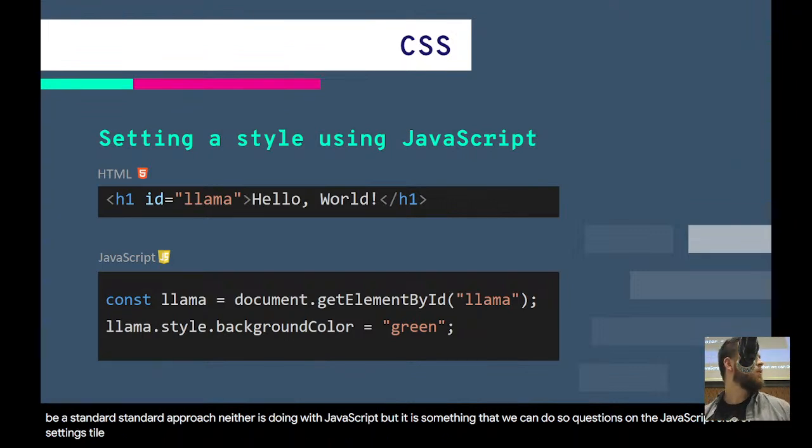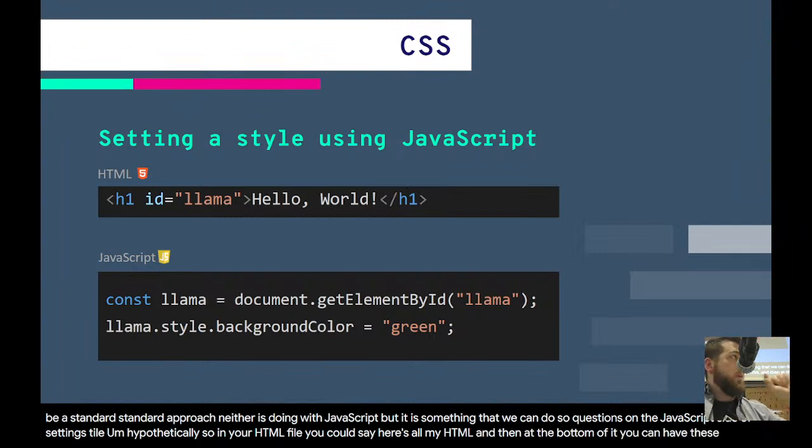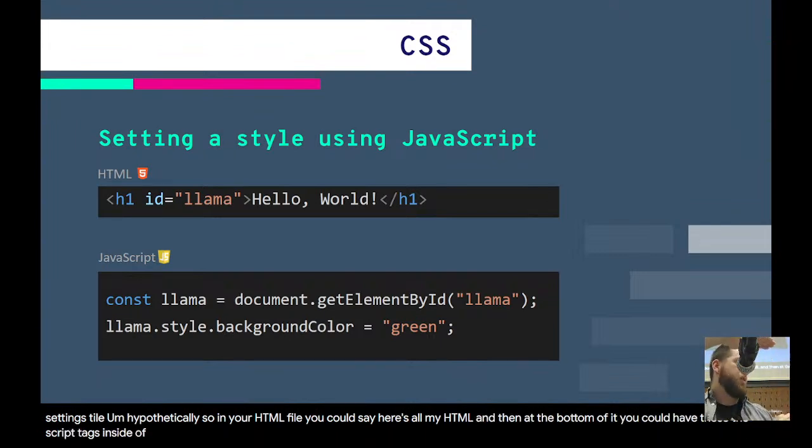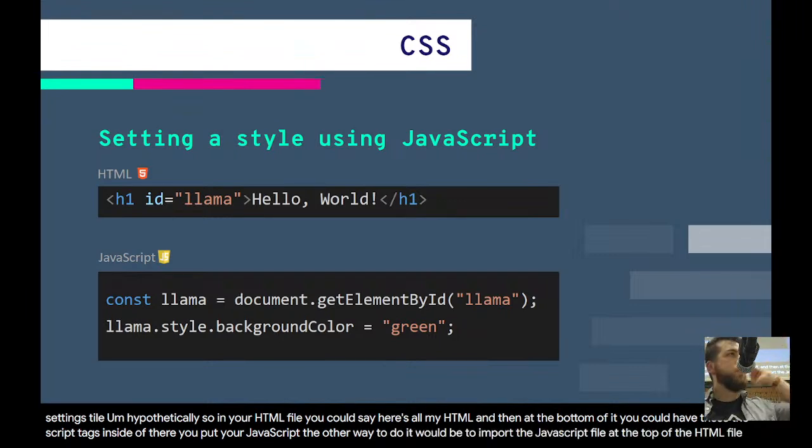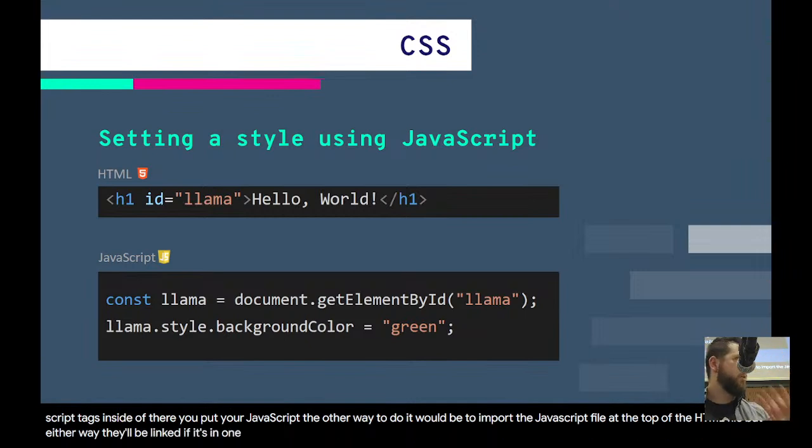Yes? You have to do those with fonts, right? Hypothetically, in your HTML file, you could have all your HTML, and then at the bottom of it, you could have script tags, and inside of there, you could put your JavaScript. The other way to do it would be to import the JavaScript file at the top of the HTML file. But either way, they'll be linked if it's in one file or two. Yeah? Cool. Good question. Other questions before we move on?